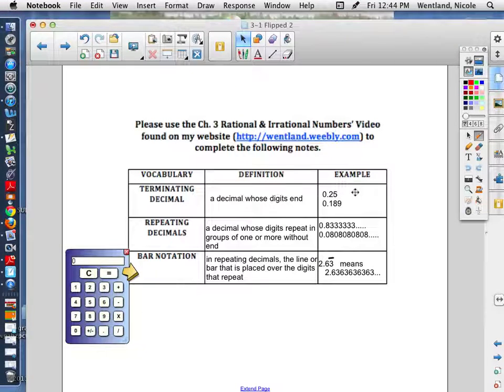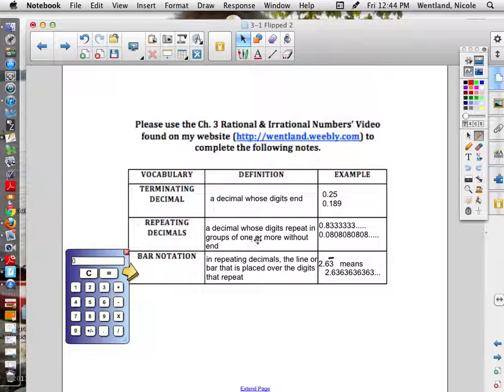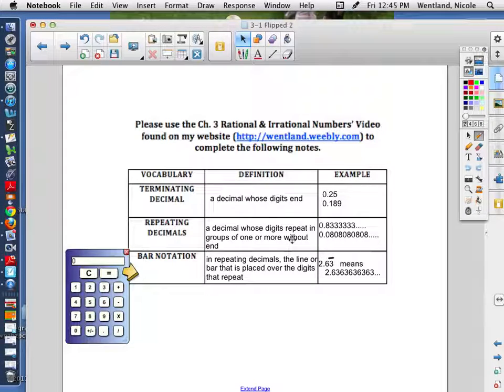So as you can see from the examples, 2,500 and 189 thousandths are terminating decimals because the decimals end. They don't go on and on and on. The second type of decimal we're going to talk about today is repeating decimals. A decimal whose digits repeat in groups of one or more without end are repeating decimals. So for example here, 0.833333, these dots at the end show that this is a repeating decimal. It goes on and does not end.